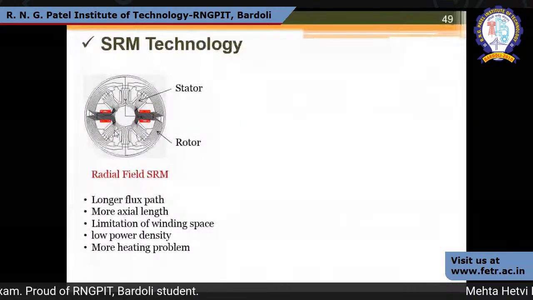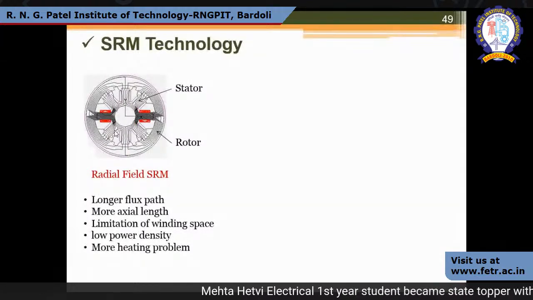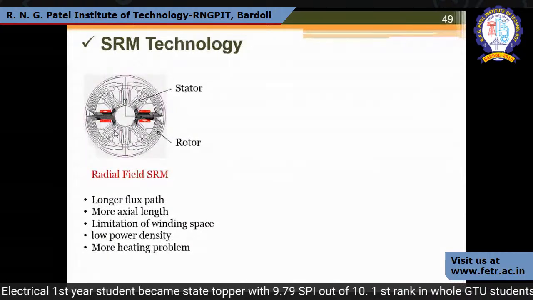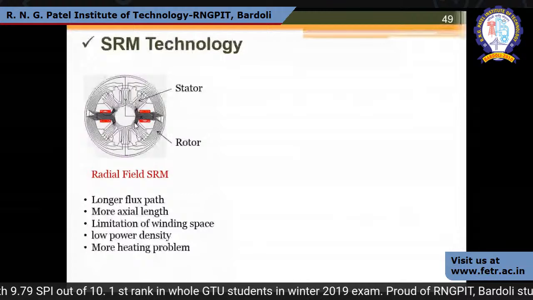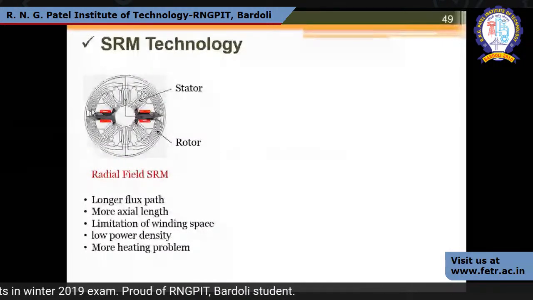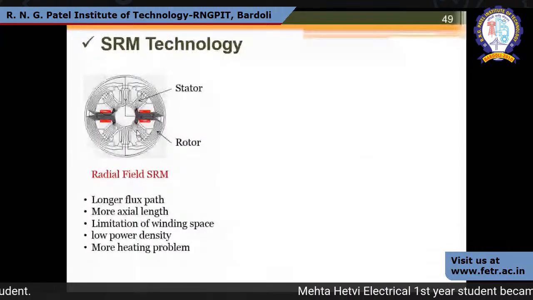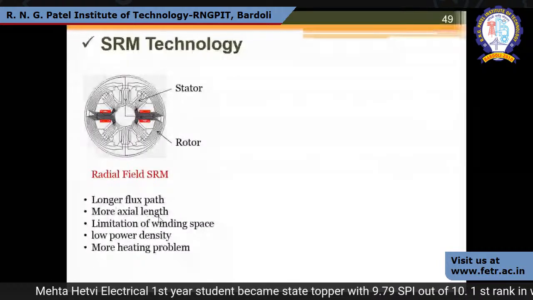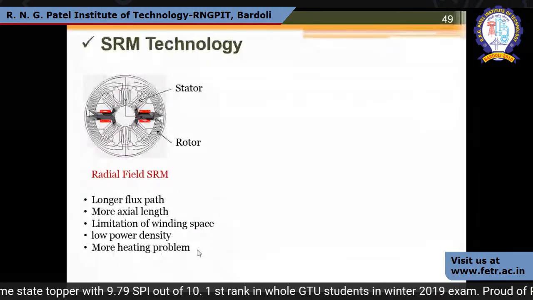So look, we can easily analyze this machine, and we have identified the performance of that machine without any manufacturing. Actually, this machine was designed by someone else, and we did not waste money just testing and understanding this machine. So this is the software where we can analyze, and we have identified some limitations: the long flux path, more axial length, limitations of the winding space, low power density and more heating problems.